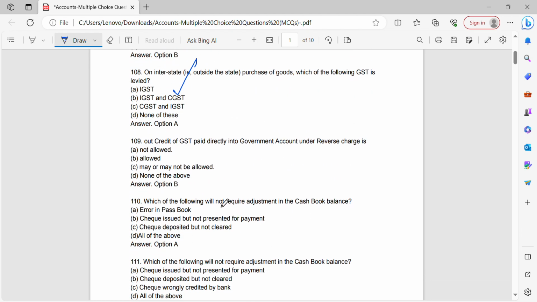Input credit of GST paid directly into government account under reverse charge is not allowed. Options are: not allowed, allowed, may or may not be allowed, D none of the above. Answer is B, allowed.